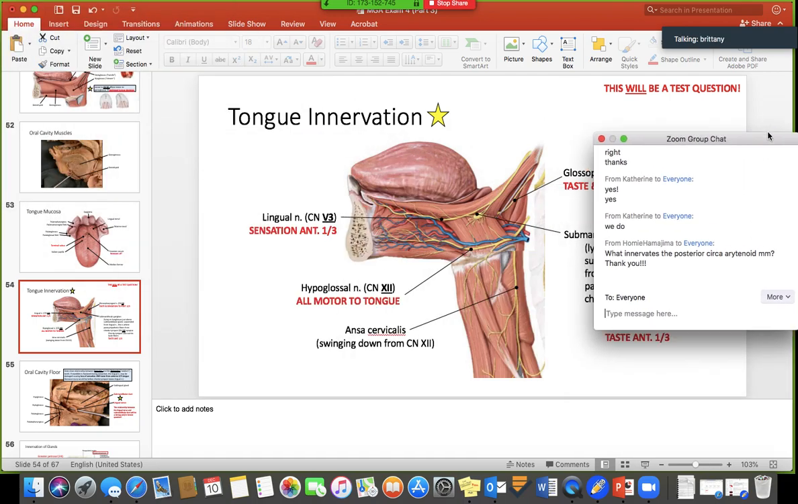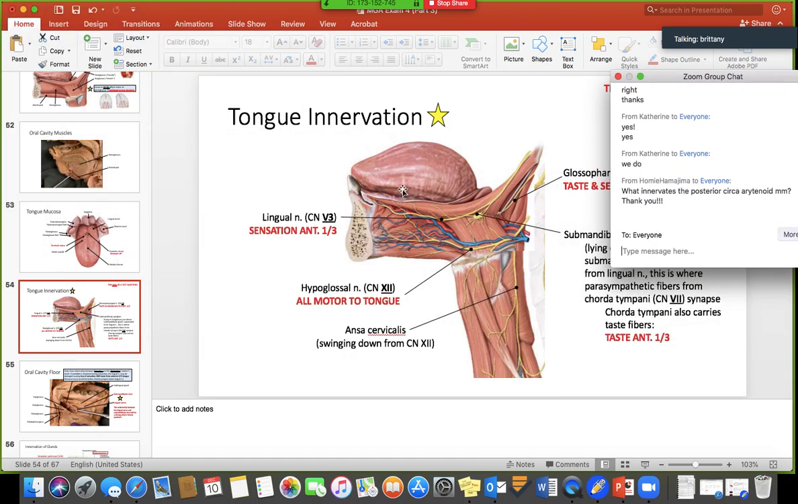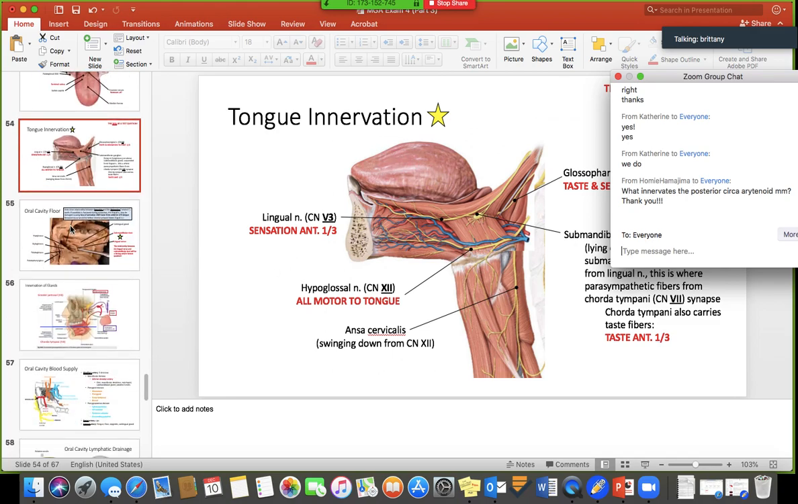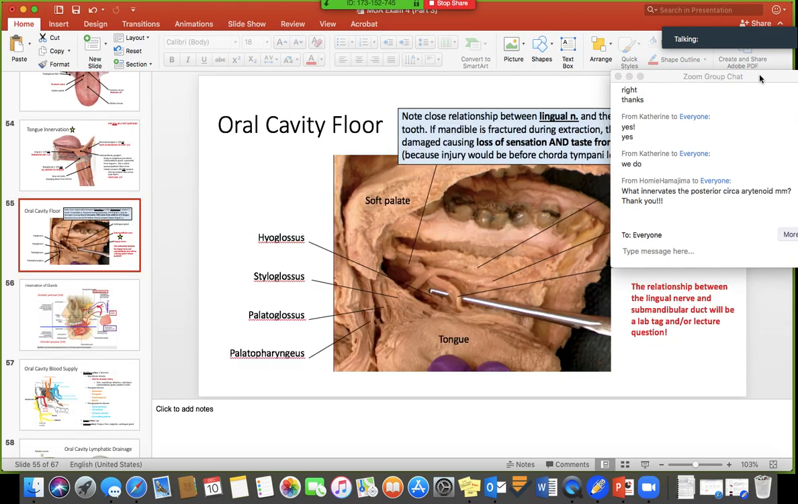But you're definitely getting a question from here. I mean, I think it's been brought up like a dozen times, right, about the tongue and its innervation. Okay.